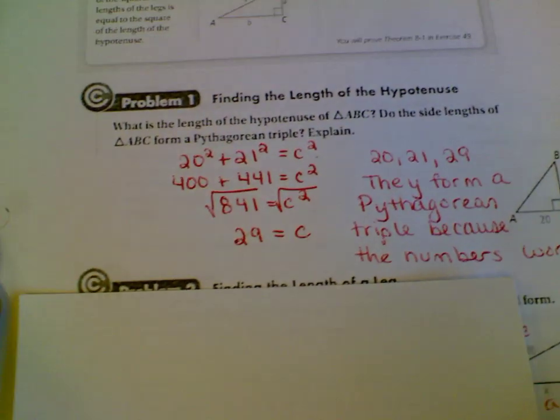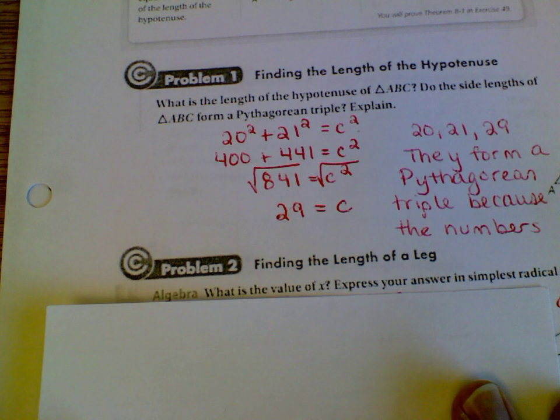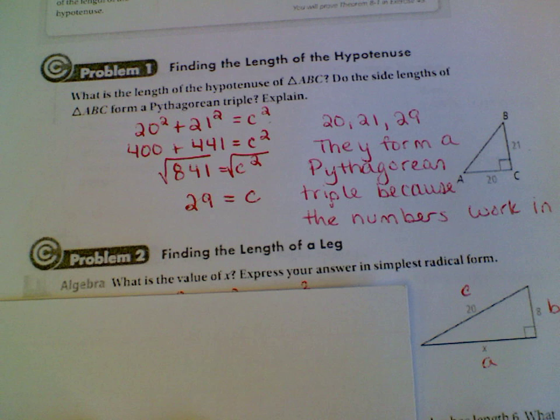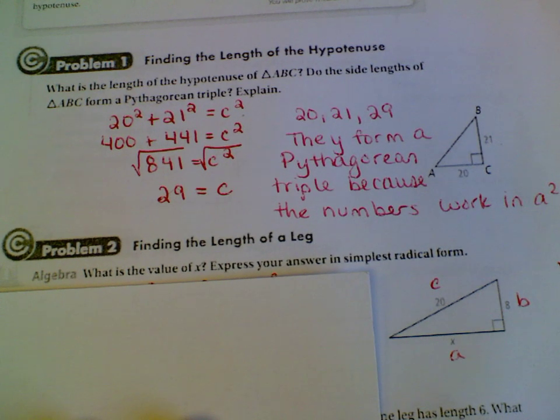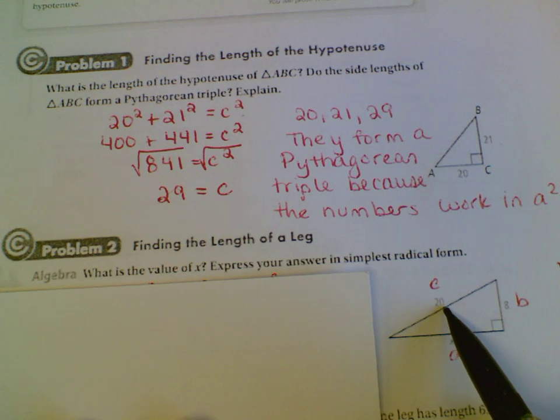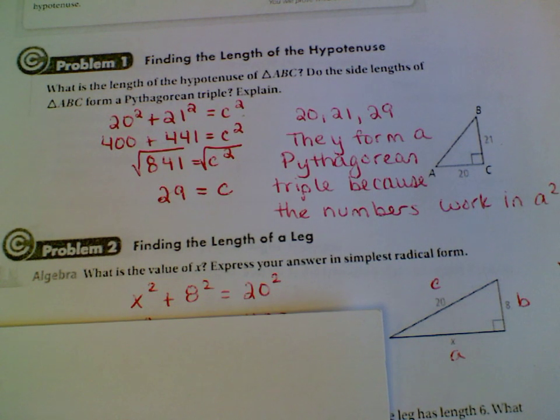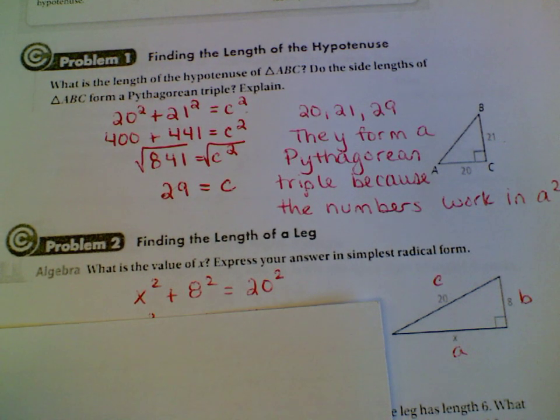Alright, so let's take a look at another problem where you have to find a missing leg or hypotenuse. It says, what is the value of x? It's showing you that x is on a leg, you have 8 as a leg, and then 20 as your hypotenuse. So I went ahead and labeled them as a, b, and c. Again, it does not matter which is a or b for 8 and x, but you must use 20 as your c value. So I plugged those in, and I got x squared plus 8 squared equals 20 squared.